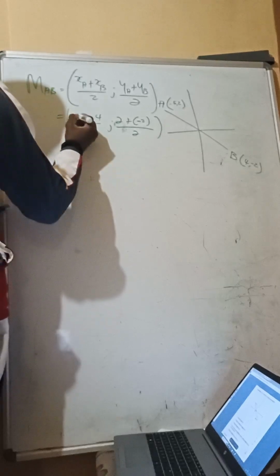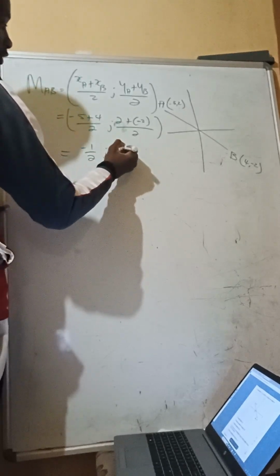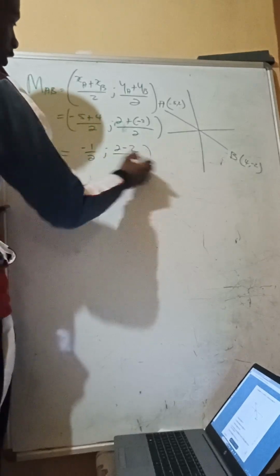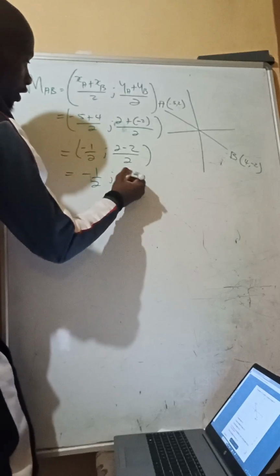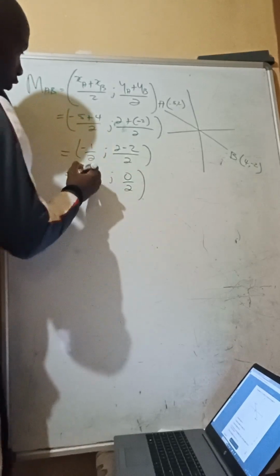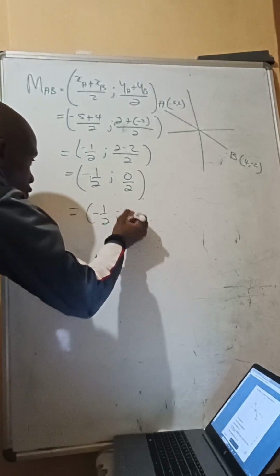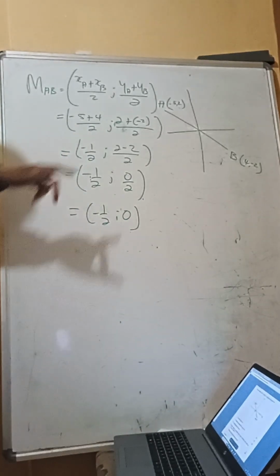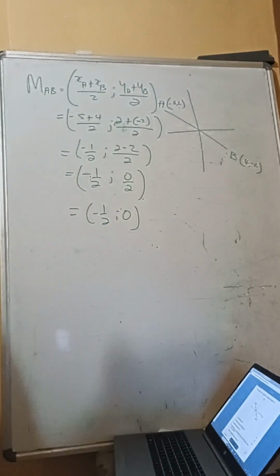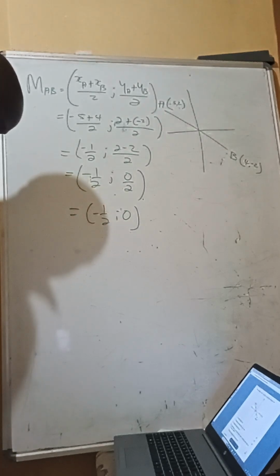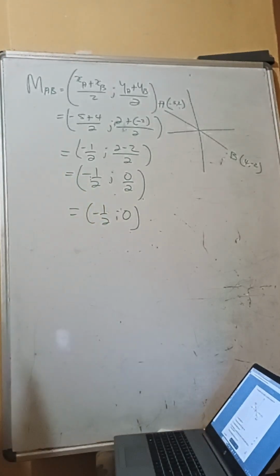Here we're going to have -5 plus 4 is going to be -1 all over 2, comma. Here we're going to have 2 minus 2 all over 2. We put them in the bracket. Now we have -1 over 2, comma 0 all over 2, which means now the answer is -half, 0, meaning the middle point of AB. Now the last point, they say determine the gradient of AB.